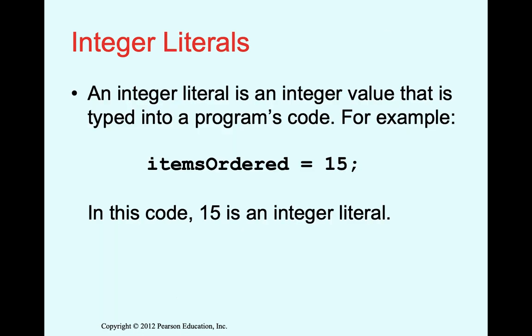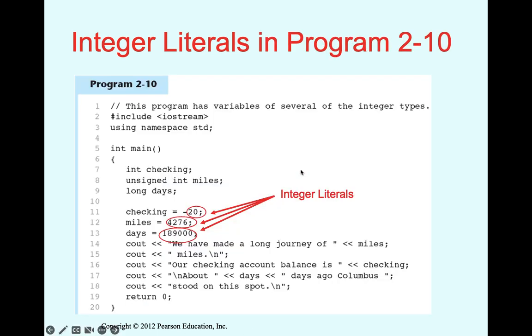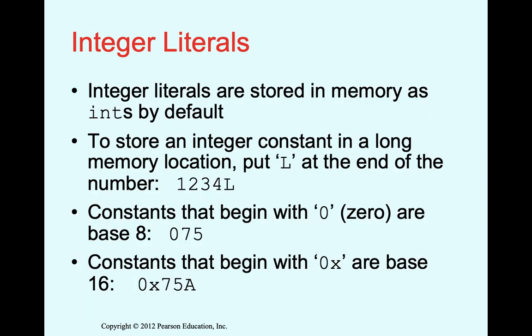So integer literal, the integer literal is 15 in this case. It's 15. And this is also an integer literal inside the code. As we say, it's a value inside the code. The integer literal is stored in memory as integer by default. Okay.